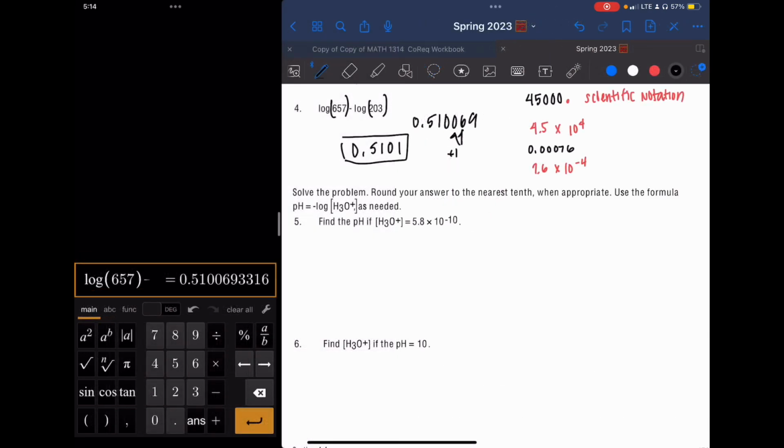The nearest tenth, when appropriate, use the formula pH equals negative log of the hydronium ion as needed. This one is asking you to find the pH. The way that you want to break down the pH formula is that the pH is equivalent to a negative log. And instead of talking about the hydronium ion, the H3O plus, we're going to call it X. This whole thing is now X. So we're going to have negative log X.